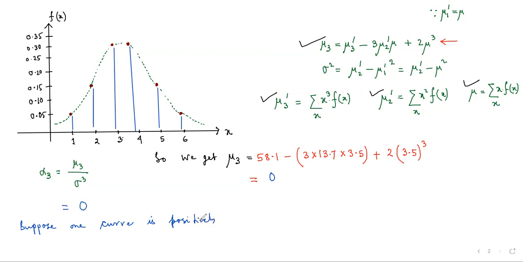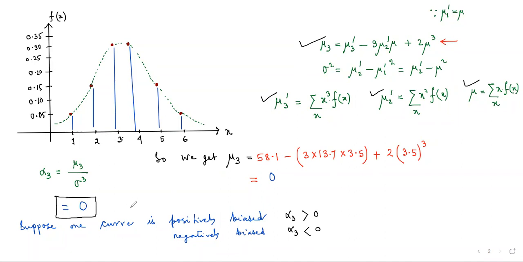If the curve is positively biased, then from this calculation we can intuitively say that the skewness of that particular curve would be greater than zero. If the curve is negatively biased, then the skewness of the curve would be less than zero. We will not be able to get the exact value, but we can at least say that it would be positive or negative. So zero is the benchmark.